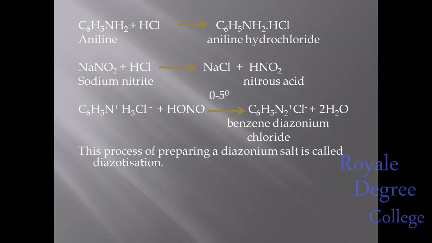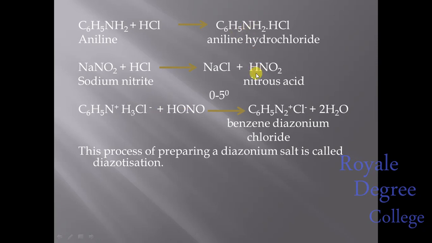See the next reaction, we are taking aniline C6H5NH2. In that we are adding HCl. We are getting here the addition product, that is C6H5NH2 HCl. It is named as aniline hydrochloride. In the next step, we are taking sodium nitrite NaNO2. In that we are adding HCl. So what will happen? Na will react with the Cl, and we are getting sodium chloride. Then this hydrogen of HCl reacts with NO2, and we are getting HNO2. It is named as nitrous acid.